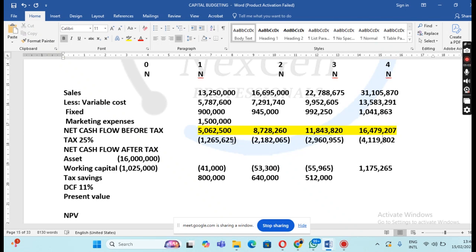Please give me the figure. Net cash flow minus your tax paid. What is the net cash flow after tax? 3,796,875, right? Please, someone has to confirm the figure. Okay, that's fine. So next, what do you have?